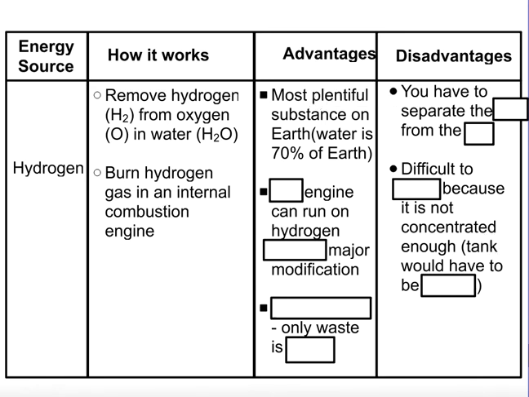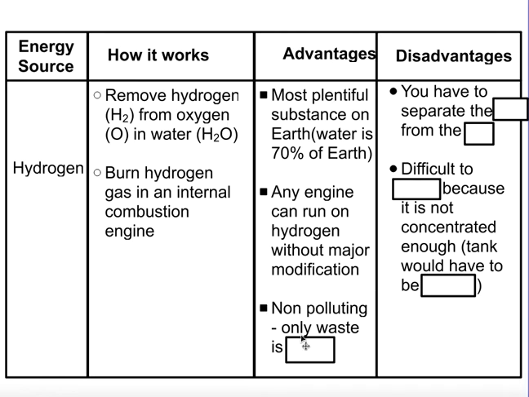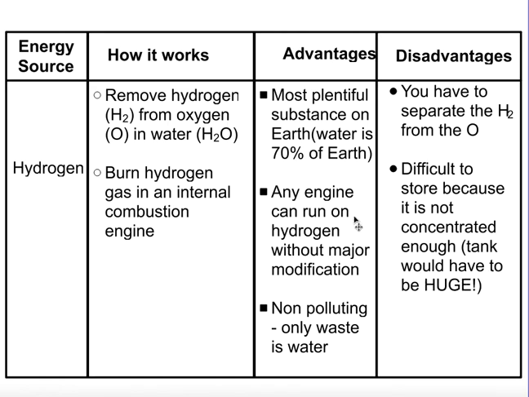Hydrogen is a very plentiful substance on Earth. Water is 70% of Earth, so we have a lot of hydrogen that we can actually burn. Any engine can run on hydrogen without major modification, and it's non-polluting, meaning the only waste is water. So it's pretty non-harmful to the environment. A disadvantage, though, is you have to separate the H2, or hydrogen, from the oxygen, and that can be fairly difficult. It's also really difficult to store because it's not concentrated enough. A tank would have to be huge in order to store it.